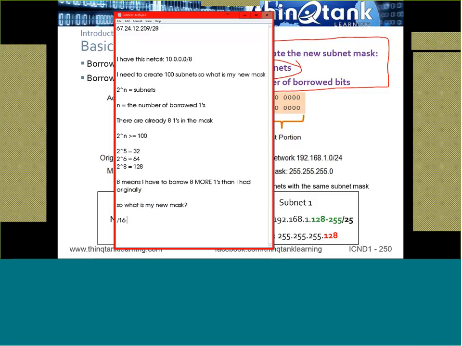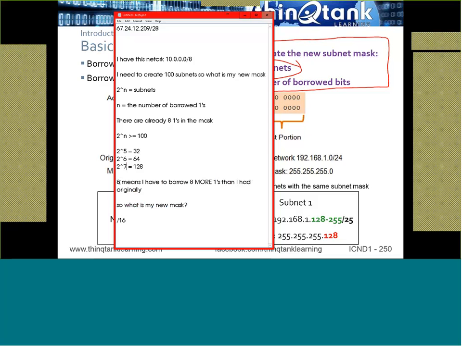We already have 8, and then we borrowed 8 more. Oh, yeah, I made a mistake. I apologize. Thank you for pointing that out. Somehow I went from 6 to 8. You guys didn't even notice that. I meant 2 to the 7, right?